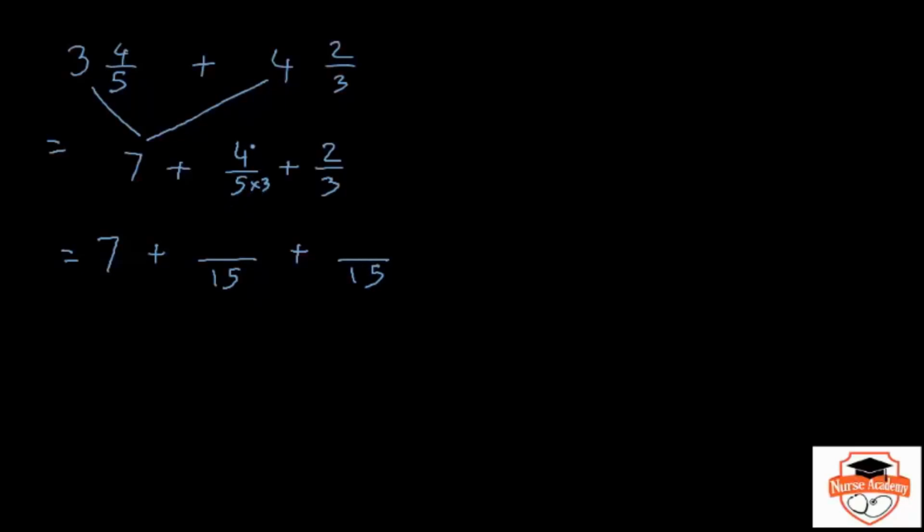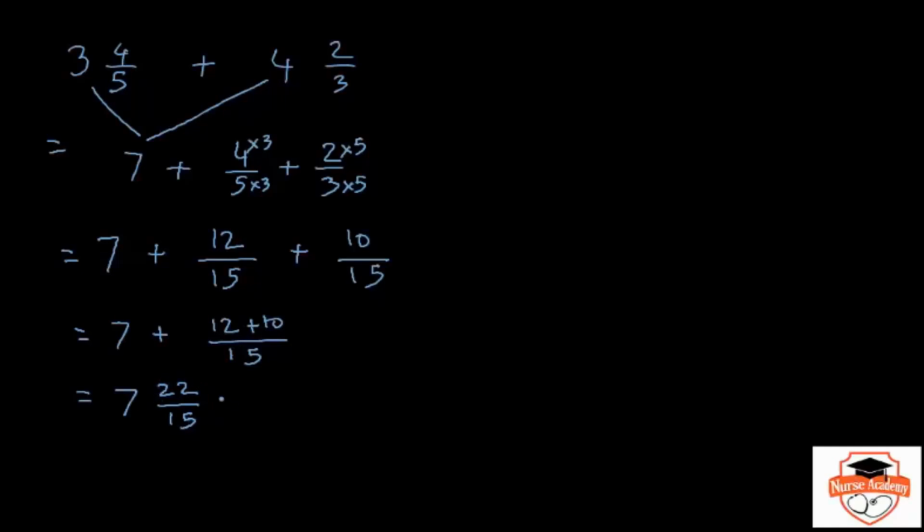5 times 3 is going to give you 15. Therefore, you want to multiply 4 with 3 to get a 12 over 15. 3 times 5 is 15. Multiply 2 with 5, you get a 10 over 15. And therefore, this is 7 wholes and 12 plus 10 over 15. So this is 7 wholes and 22 over 15. Now look at 22 over 15. What type of a fraction is this? This isn't a proper fraction. This is an improper fraction, which means this has also got 1 or more wholes in it.